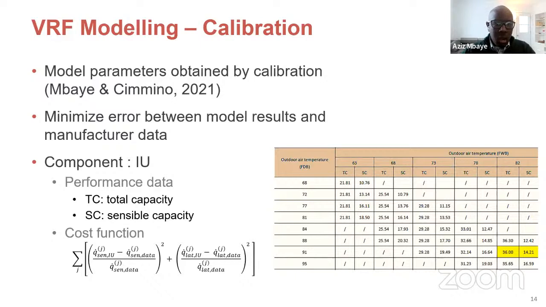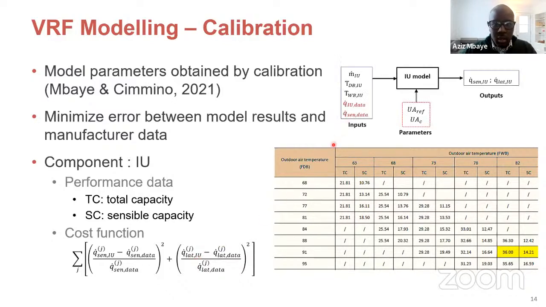For the indoor unit, the available performance data include the total capacity and the sensible capacity, as in this example, which are given for different sets of outdoor temperature and indoor dry bulb and wet bulb temperature, as well as different flow rates. The cost function associated with the indoor unit is represented by this equation, which is equal to the sum of the squared error of the sensible capacity and the sum of the squared error of the latent capacity.